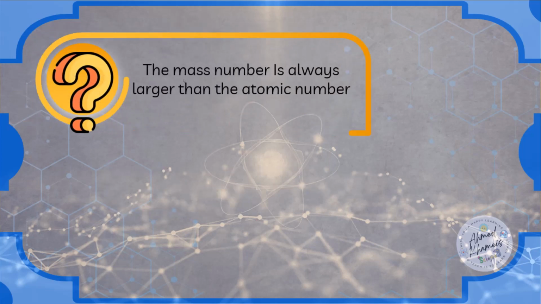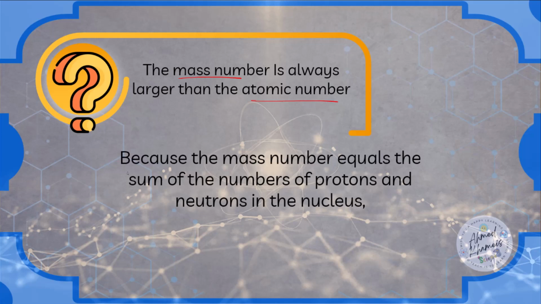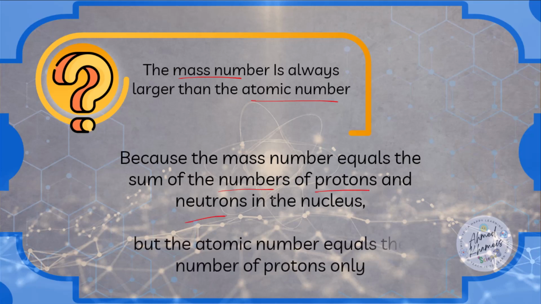So why is the mass number always larger than the atomic number? Because the mass number is the sum of the atomic number plus the number of neutrons, but the atomic number only equals the number of protons. So because the mass number equals the sum of the number of protons and neutrons in the nucleus, but the atomic number only equals the number of protons.